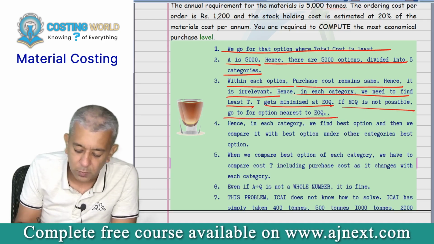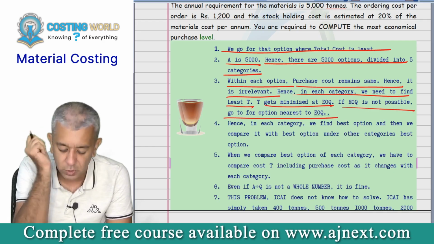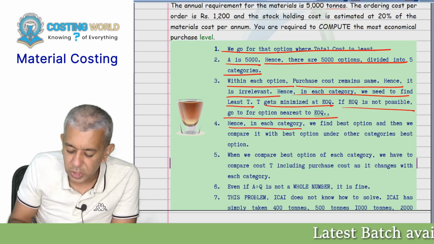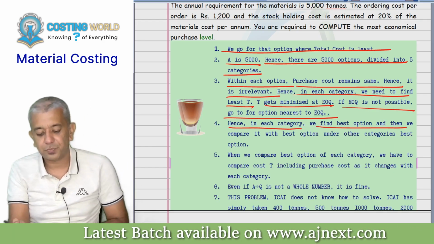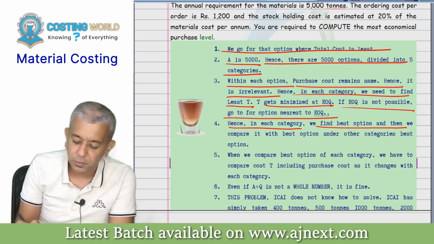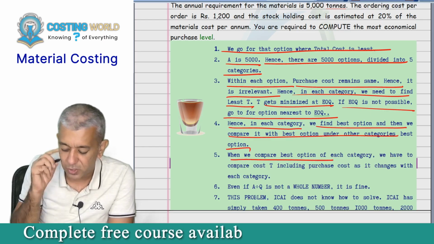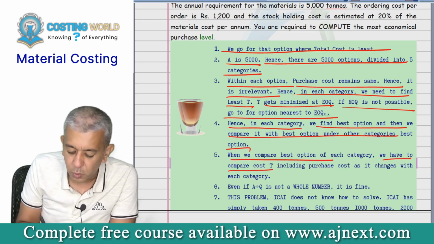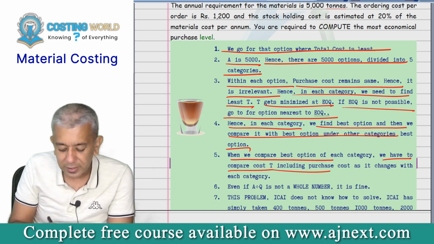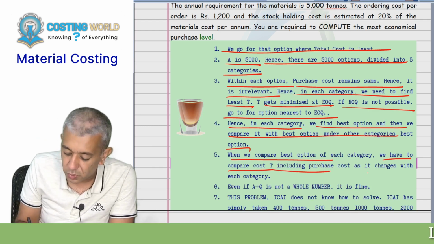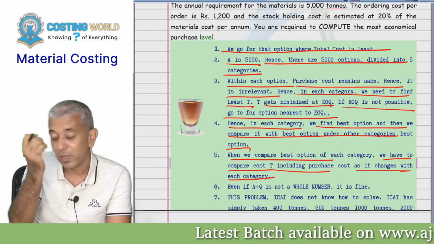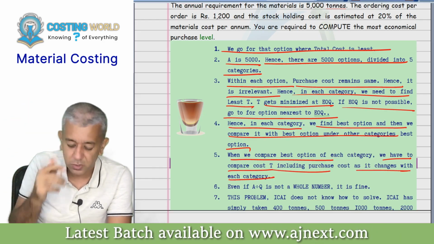If EOQ is not possible, order the quantity which is nearest to EOQ. Hence, in each category, we find out the least option. We find out the best option and then compare it with the best options under the other category. When we compare the best option of each category, we have to compare cost, that is T including purchase cost, as it changes with each category. So when you are comparing the final cost, consider purchase cost also.